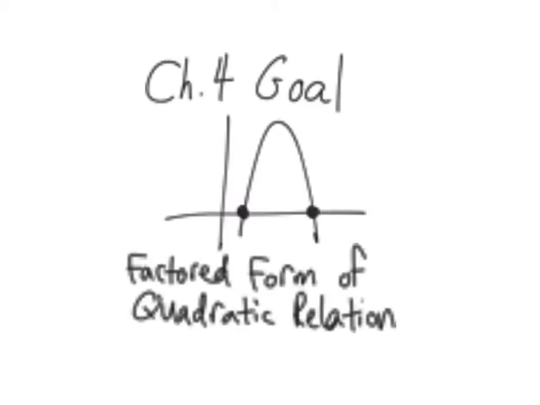Hello everyone. Today we're going to be talking about factored form of quadratic relations. The x-intercepts, the zeros. This is the information that we can determine when we factor a standard form quadratic into factored form. Okay, so let's start with the first example.